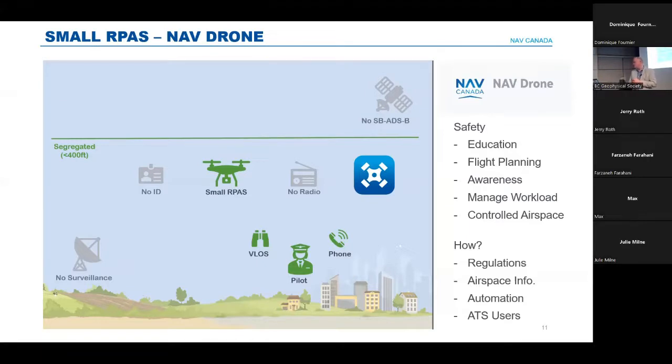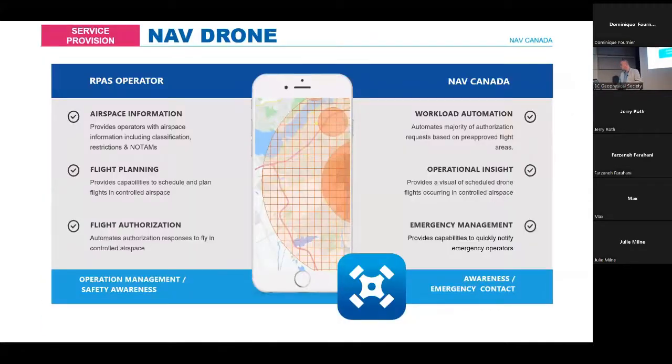So how are we doing? So we've got regulations, we've got airspace information, we've got automation built into this application, and we have users on our side as well as the pilot side as well. So I'm hoping that when I ask this question, the same advanced pilots will put their hands up. Who's used NAV Drone? Anybody use NAV Drone? It's about the same. That's good. It's good to see. Thank you.